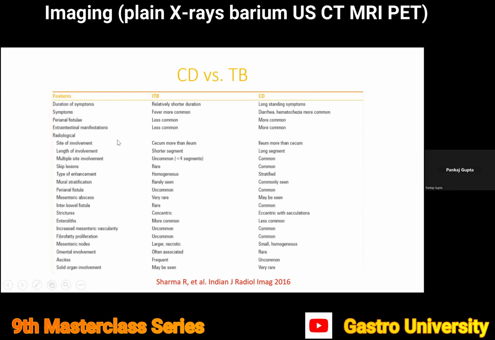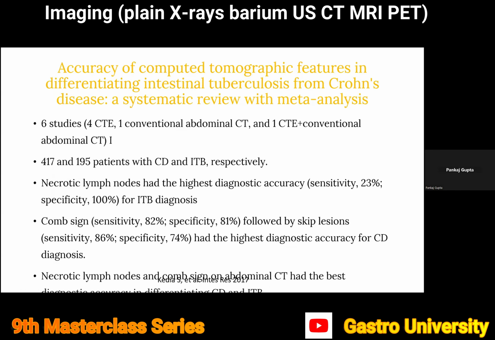But we know that contiguous involvement of cecum and ileum is much more common in ileocecal TB. Tubercular strictures are short segment, usually not more than 4 segments are involved. Skip lesions are rare, and there are other features also. I would recommend the students to go through this paper. However, you must understand that these features may not be statistically significant.